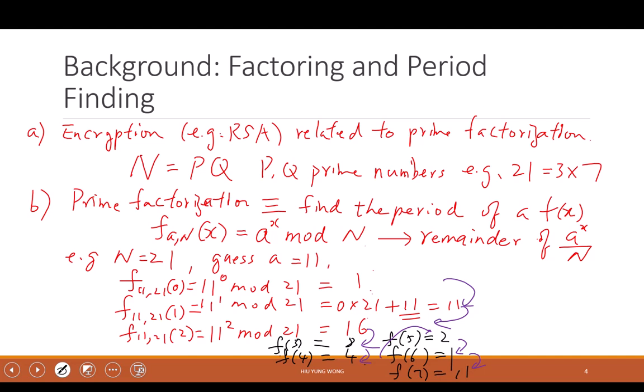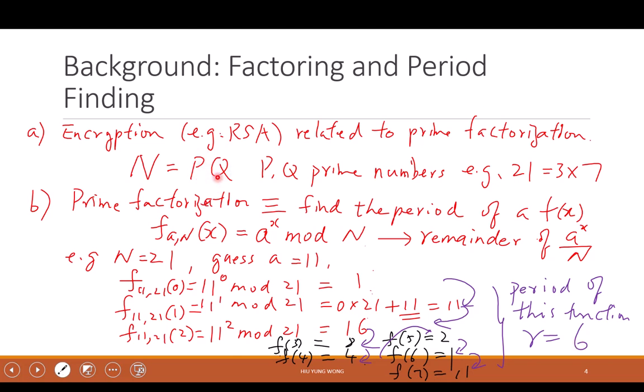You keep increasing x from 0, 1, 2, 3, 4, 5, 6. Then the period, is it 7 or 6? It's 6, right? Because you start from 0, 1, 2, 3, 4, 5, 6. Period means that every 6 steps, you will repeat. So based on this, we say that the period of this function, r, is equal to 6.